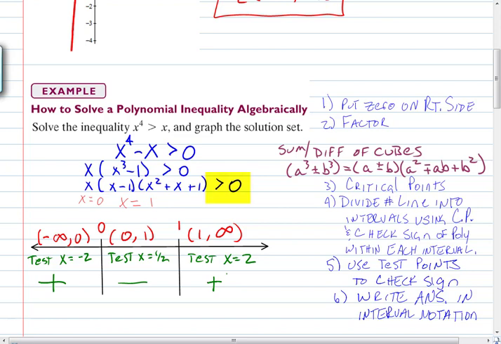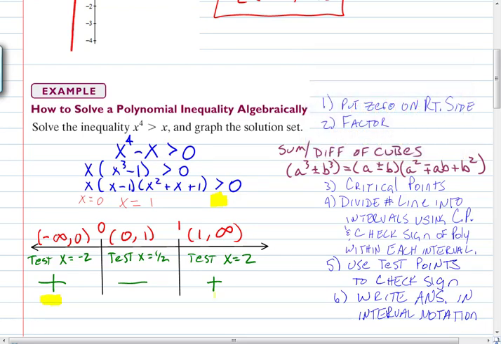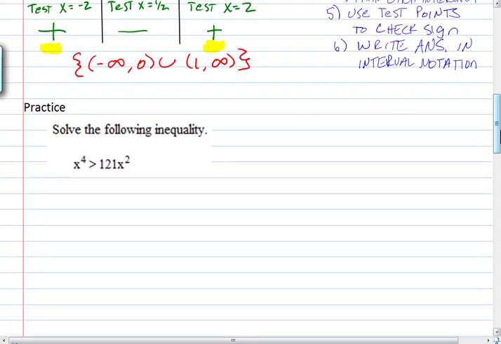Which intervals did we want for our answer? Positive or negative? Right here means that you want positive intervals. So that's going to be this interval right here and right here. We wanted the positive intervals. So our solution then is going to be the set of numbers between negative infinity and 0, union 1 to infinity. Then you solve this inequality.